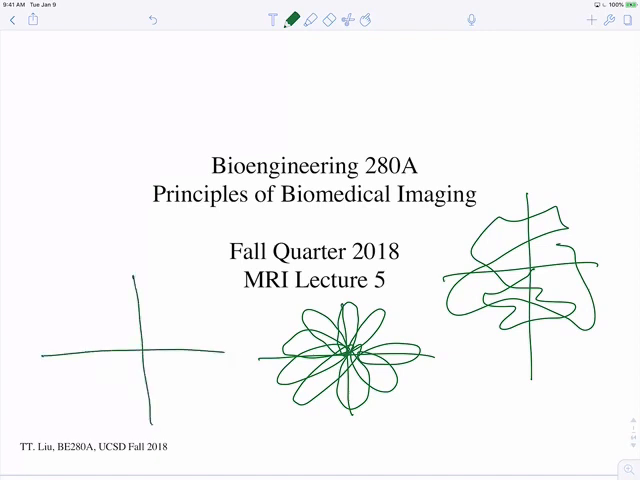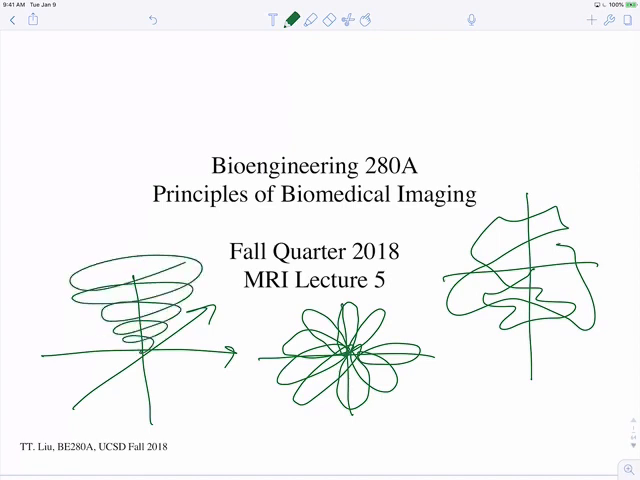There's also, we've talked about 2D, but there's also 3D trajectories if you want to do a 3D encoding. And so people have come up with cone trajectories. So just any way you can go through space, people will try it. And each way may or may not have some advantages and disadvantages. But the MRI machine is very flexible. Within the limits of the hardware, you can do whatever you want. Okay? Any other questions? Okay.